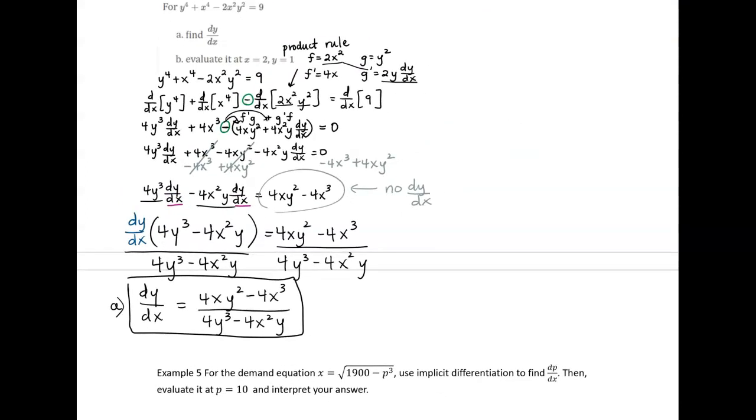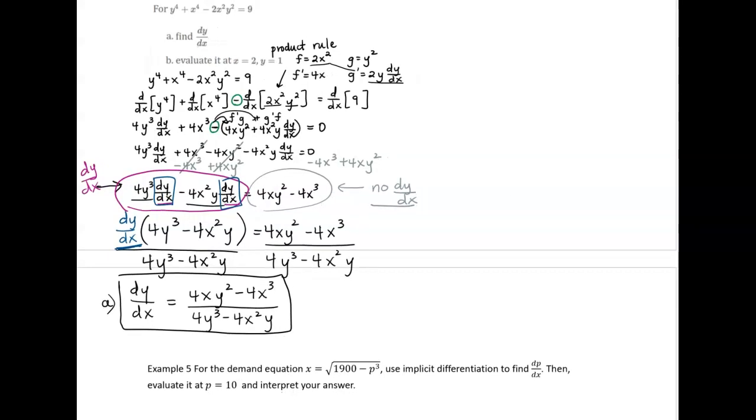So we take the derivative of each term. We make sure that we're putting a dy/dx if we see y terms. We get all the terms that have dy/dx on the same side of the equation. Doesn't matter if you put them on the left side or the right side. And all the terms that do not have dy/dx on the other side of the equation. On the side that does have the dy/dx terms, you factor that dy/dx out. And then to solve for it, you divide by whatever is left in parentheses.